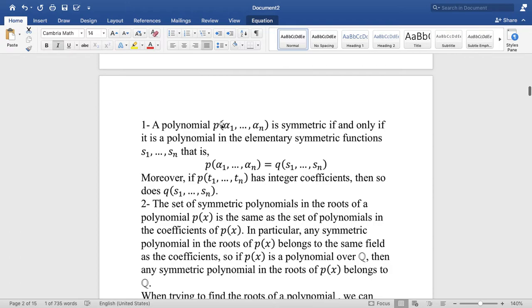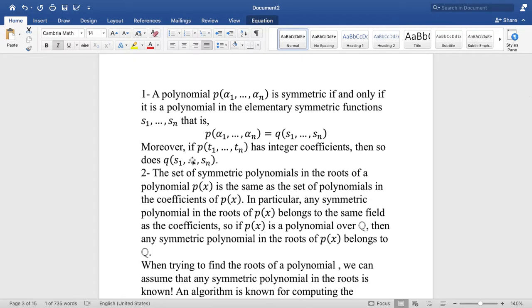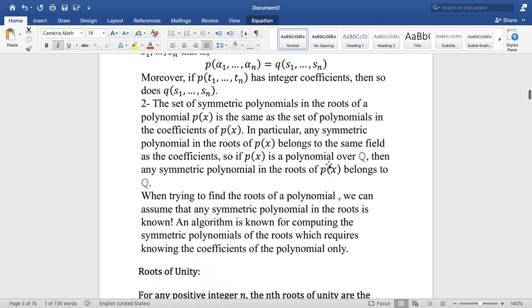So a polynomial p of alpha 1 all the way to alpha n is symmetric if and only if it is a polynomial in the elementary symmetric functions S1 to Sn. So any polynomial that's symmetric in the roots is a polynomial in the coefficients. Okay? And here is an even more interesting part. If p of t1 to tn has integer coefficients, then so does q of s1 to sn.